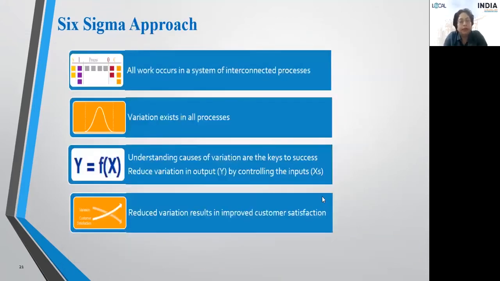The Six Sigma approach: all work occurs in a system of interconnected processes. Variations exist in all processes. Understanding causes of variation is the key to success. Reduce variation in output Y by controlling the inputs X's. Reduced variation results in improved customer satisfaction.